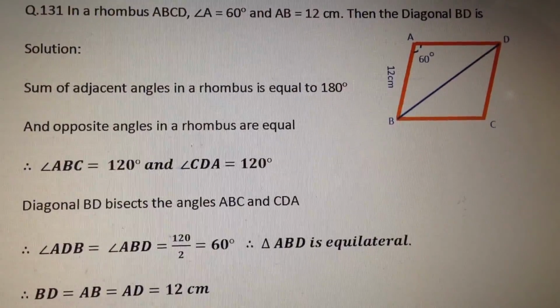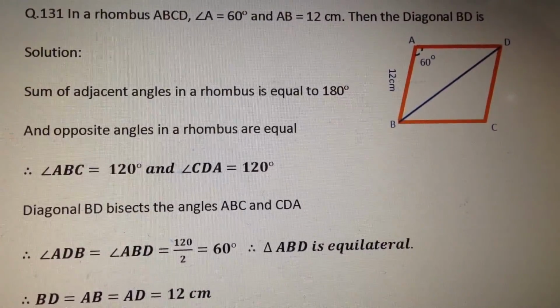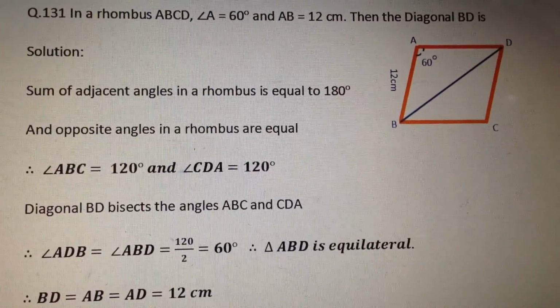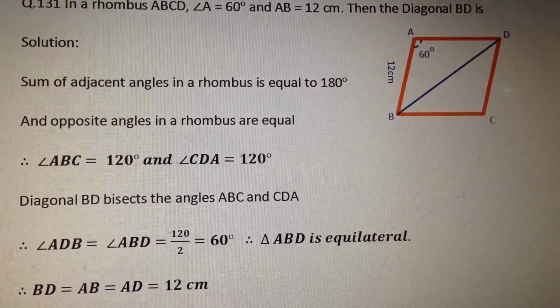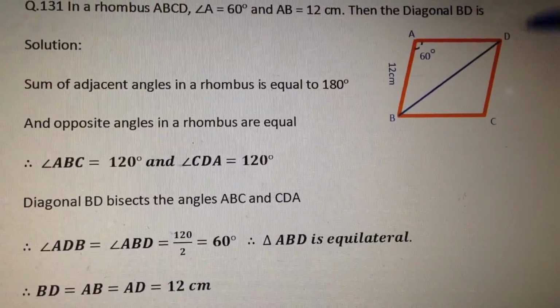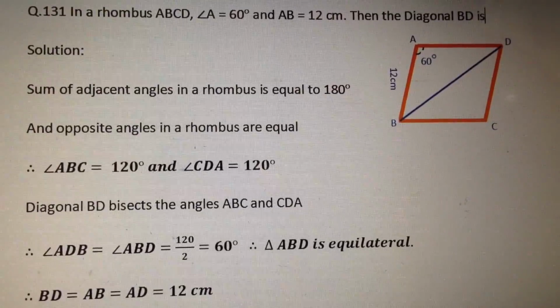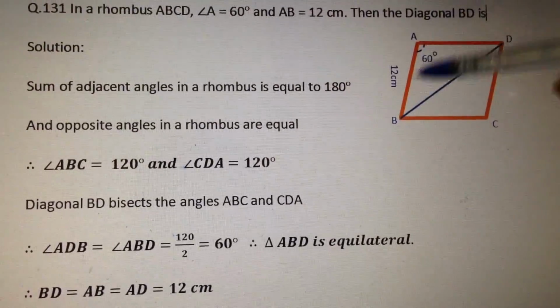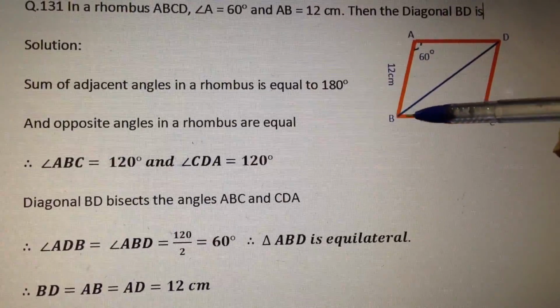Next question, in a rhombus ABCD, angle A is equal to 60 degrees and AB is equal to 12 centimeters. Then find the diagonal BD. Here is the rhombus, ABCD is the rhombus, and angle A is given as 60 degrees and side AB is given as 12 centimeters. We have to find out the length of the diagonal BD.